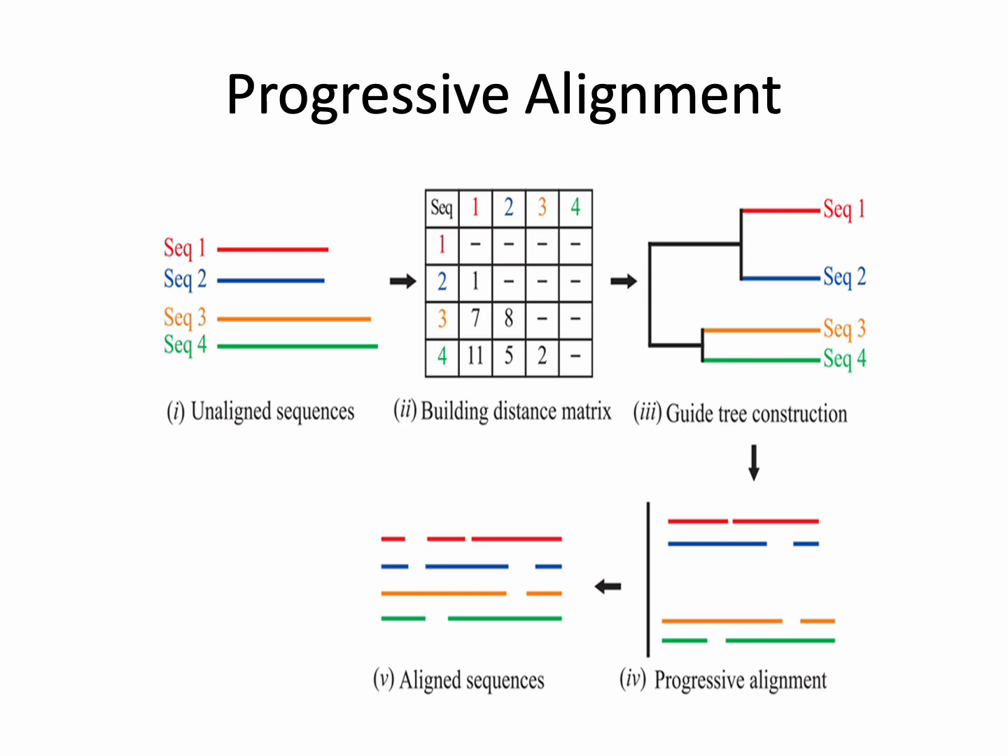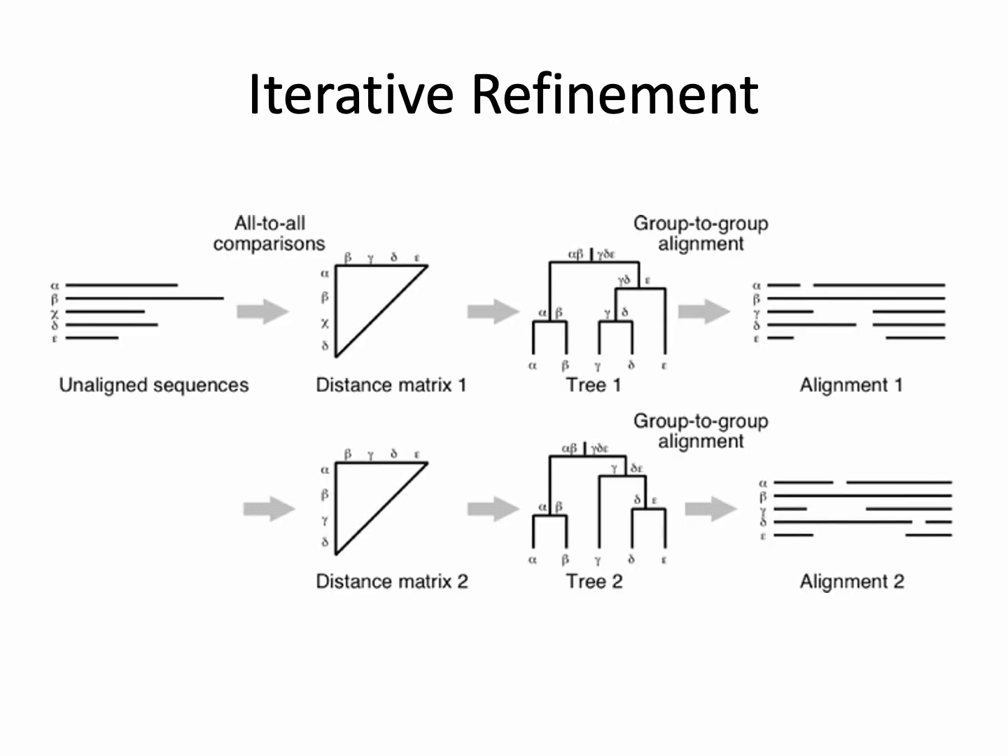Now let's see a more refined method called the iterative refinement method. Here are the steps for the iterative refinement method. Initially, a group of unaligned sequences is taken. These could be DNA, RNA or protein sequences that need to be aligned. Then we generate a distance matrix. This gives an initial alignment, usually from a previous alignment method like progressive alignment. This is the starting point for the refinement. This is the first refinement that is done.